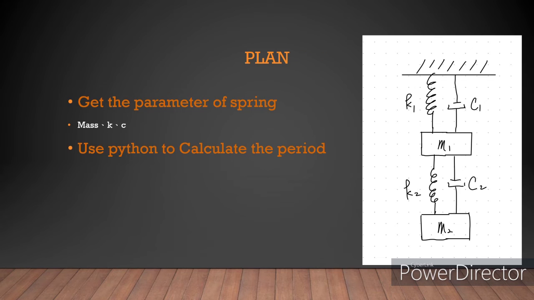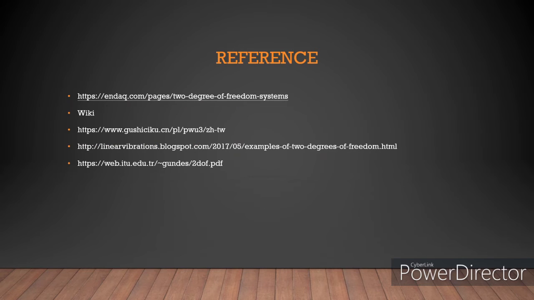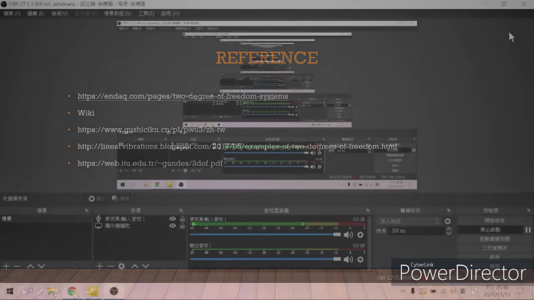At the end of this presentation, I want to talk about the plan. First, we will get the parameters of two springs, including mass, K and C. Next, we use Python to get a period, and the picture is a template idea of our tool to measure time. This is our reference. Thank you.